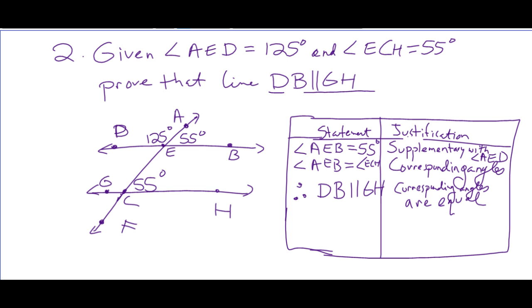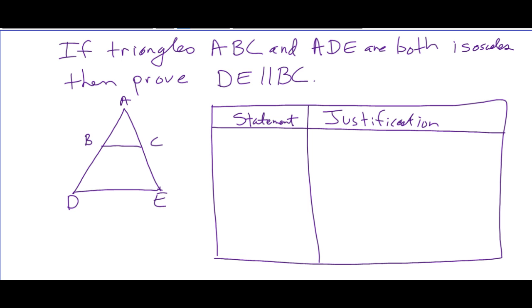I know this is 55 because this is a straight line. These angles are supplementary. Oh, look, this angle is also 55. Since these are both the same, since angle AEB is equal to that, then they are corresponding angles, and therefore the lines are parallel because those angles are corresponding. Okay? Next.